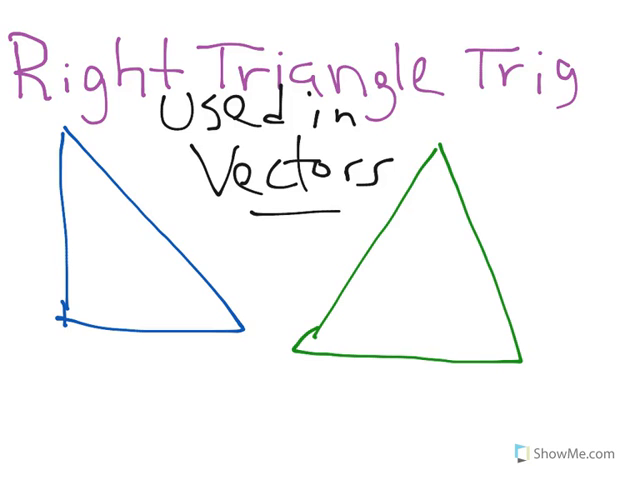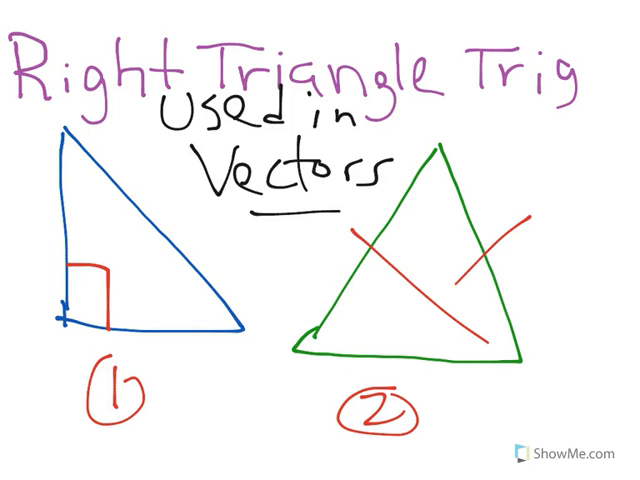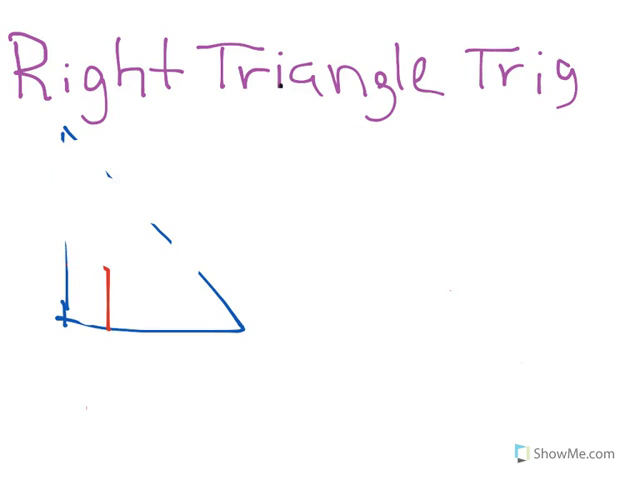Take a look at these two triangles. Here we got triangle 1, here we got triangle 2. One of them is a right triangle and one of them is not. One of them is obviously not. Which one is the right triangle? Well, if you selected triangle 1, you would be correct because there's the right angle. Triangle 2, the green one, cannot be used in right triangle trig because, you guessed it, it's not a right triangle. You gotta have a right triangle.